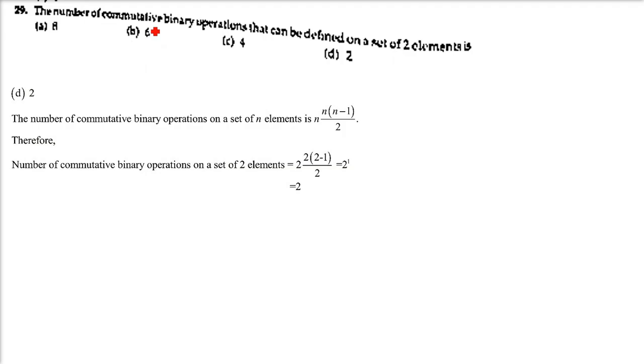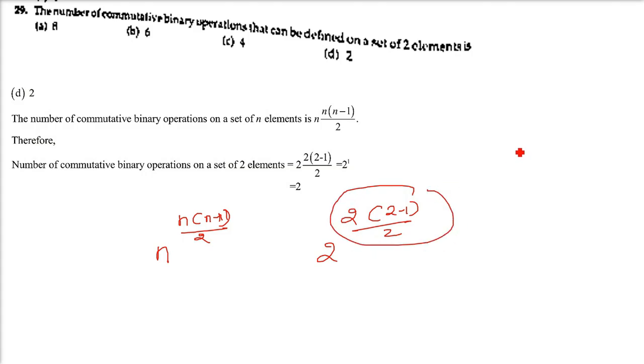The number of commutative binary operations that can be defined on a set of 2 elements is. So for the number of commutative binary operations, the expression is what? Please see it very carefully. It will be n to the power of n into n minus 1 by 2. Since n is 2 here, 2 to the power 2 into 2 minus 1 by 2. 2 gets cancelled, 2 minus 1 is 1. So 2 to the power 1 is 2 only. Right? So the answer is 2 here. Let me tell you again, the formula is n to the power n into n minus 1 by 2. These are the number of commutative binary operations on a set of n elements.